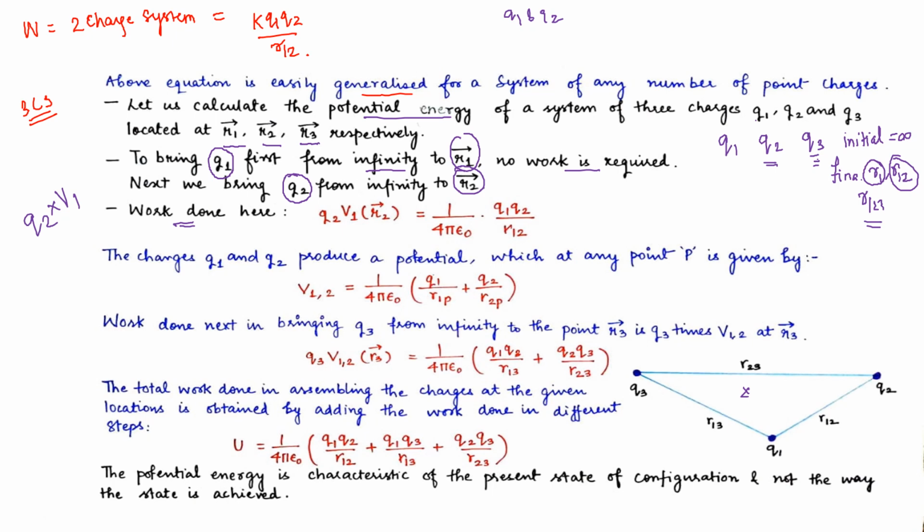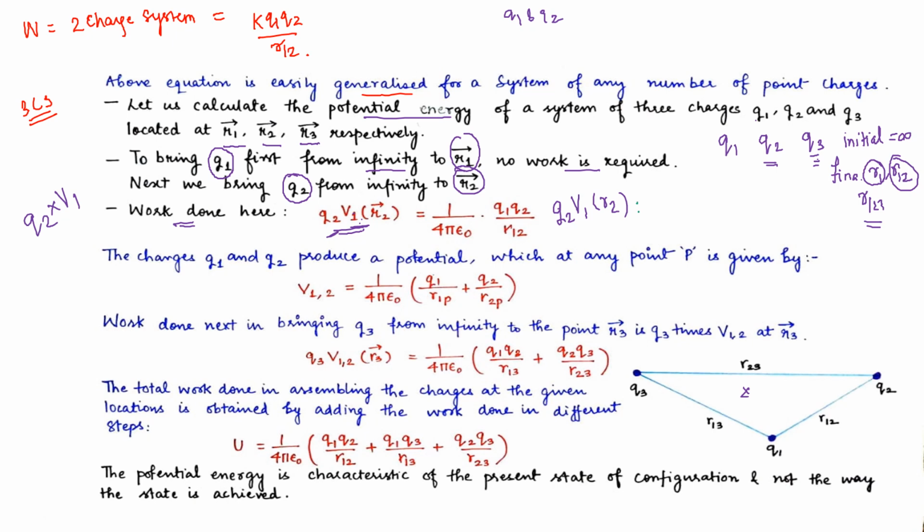Now for bringing the charge Q2 to the R2 position, we need to do an amount of work which is equal to the charge into the potential due to 1. The potential can be repulsive in nature or attractive in nature. So Q2 into the potential due to 1 at position R2. I will write over here what Q2 V1 of R2 implies.